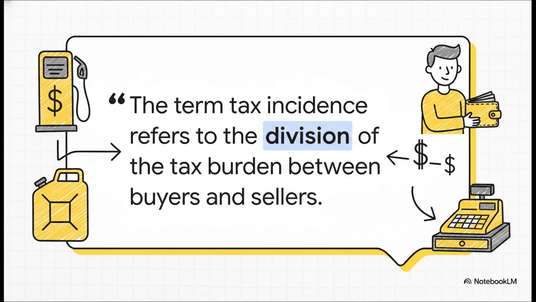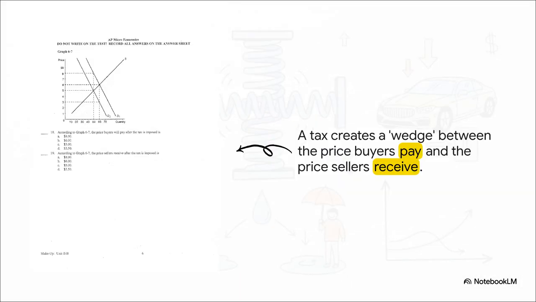Do you, the consumer, pay it through a higher price at the pump? Or does the gas station pay it through lower profits? Well, there's a term for this division. It's called tax incidence. Looking at this graph, you can see exactly how it works. A tax literally drives a wedge between the price that a buyer pays and the price that a seller actually gets to keep. The burden gets split.